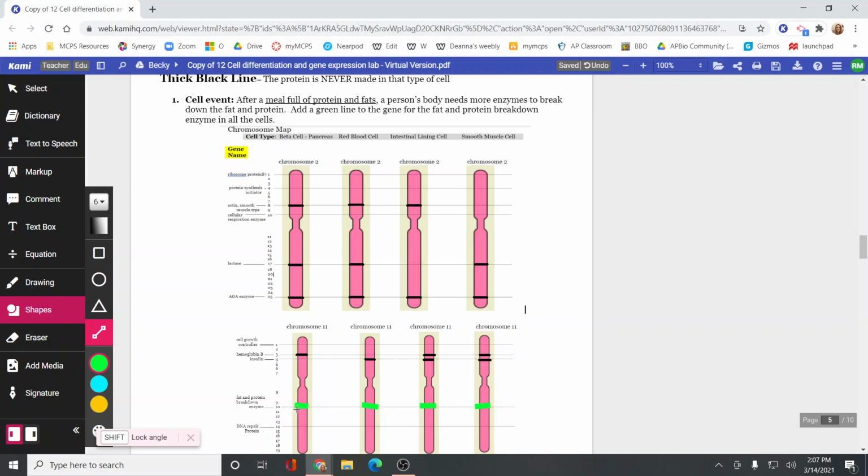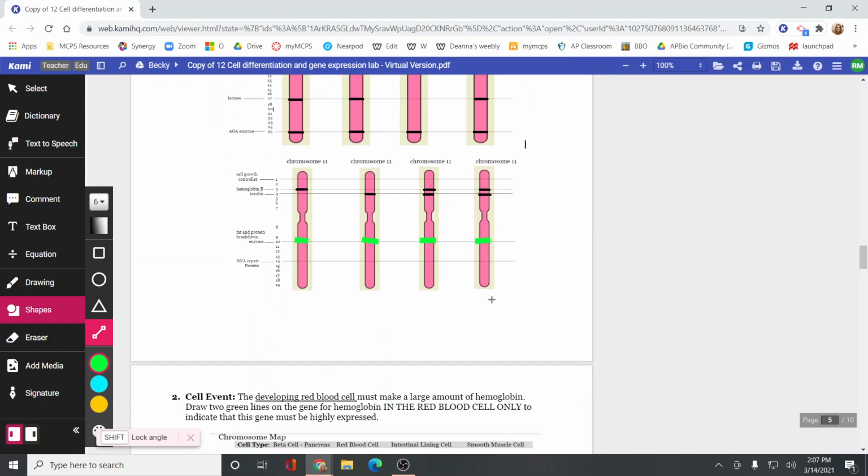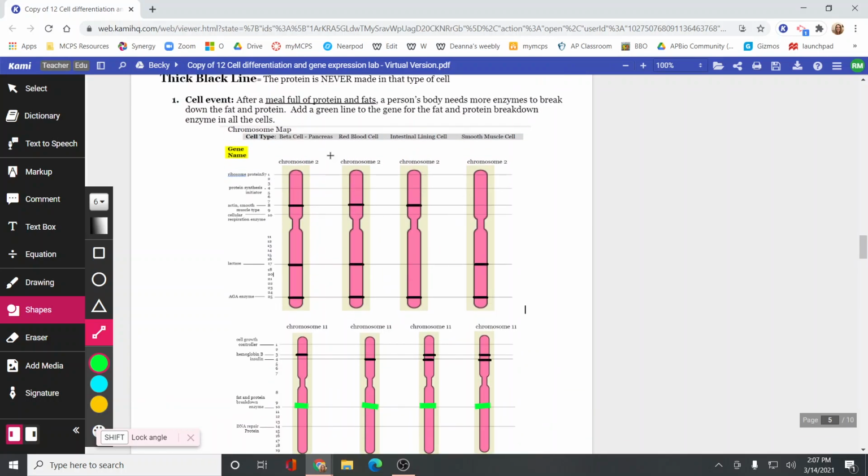So remember that I'm activating the DNA, because the chromosome is the DNA. That means it's going to get transcribed to RNA and then translated to protein. So we're now opening up this section of the DNA to be read in all of these cells, and all of these cells are going to make this protein. So now that was our first event. We ate fat and protein.